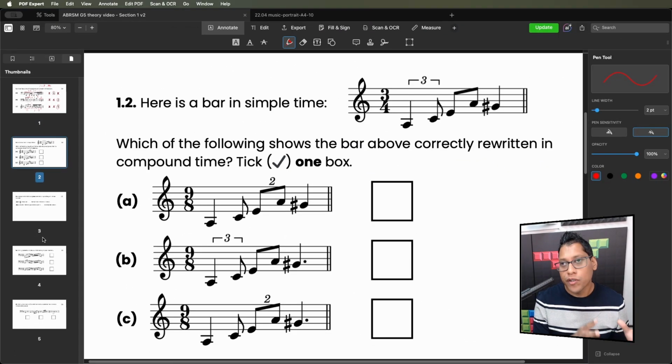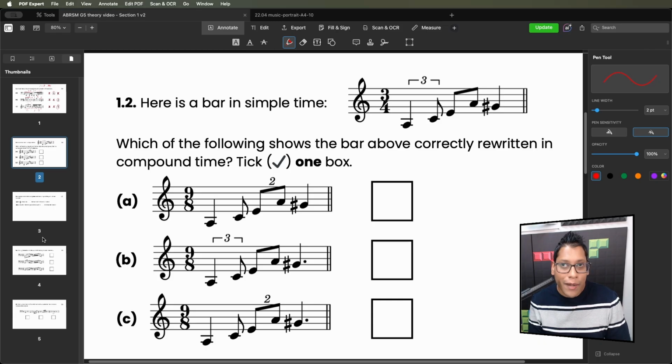So without further ado, let's get into it, and we'll begin with converting between simple and compound time. If you have a bar in simple time as your question, you will need to convert it properly into its compound time equivalent. And if you get a bar in compound time, you will have to convert it back into its simple time equivalent. And the most important thing you're going to need to know about this type of question is that you are not allowed to change the rhythm. The rhythm has to sound the same regardless of which time signature you are converting from or to.